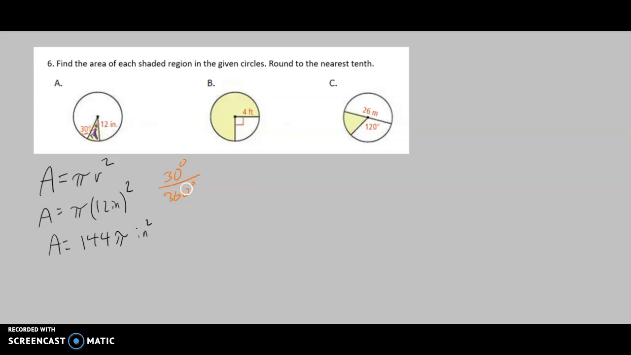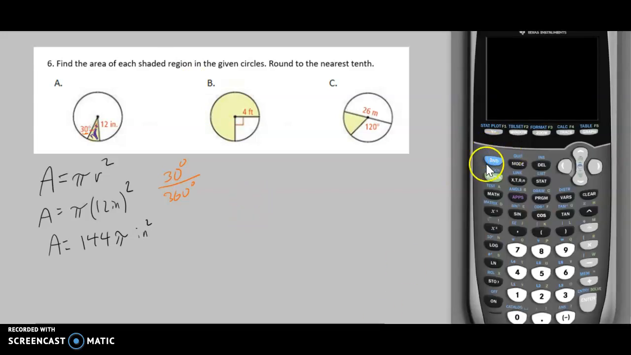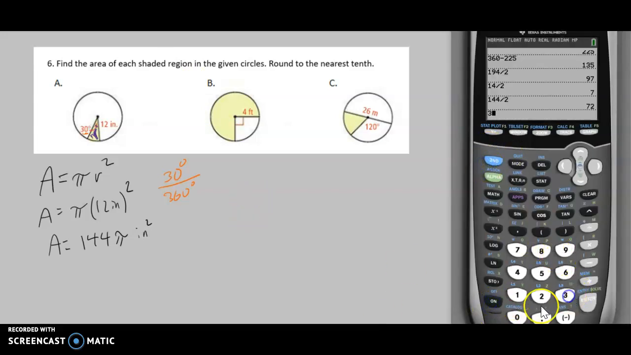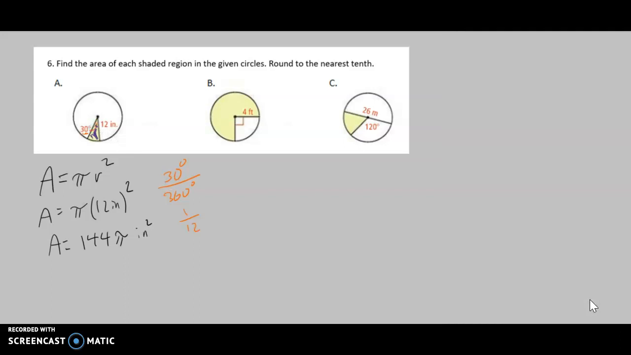If I wanted to simplify this 30 over 360, I could put that in my calculator. Let's see if I can get that as a fraction. 1/12. Okay, good, that's what I wanted. So in other words, what we're looking at here is 1/12 of the total circle. I could have 12 of these slices to make up my full circle. 12 of these slices would give me 360 degrees, a full circle. So we're only looking at one of them, 1/12 of this entire circle.